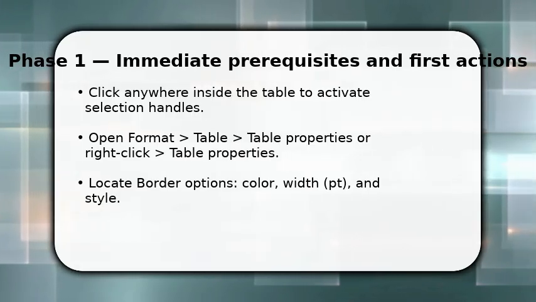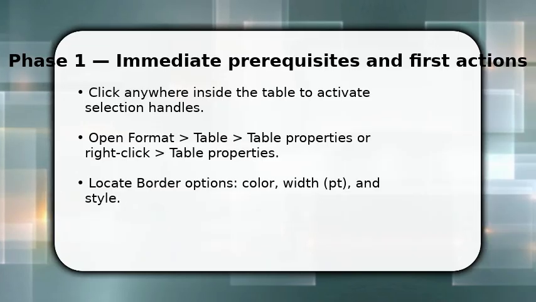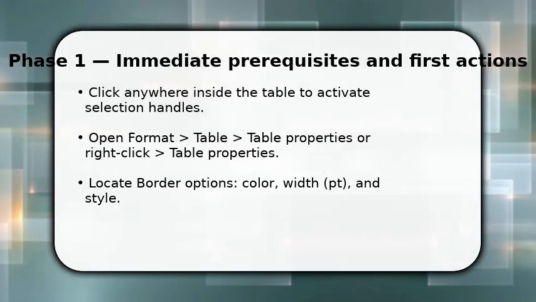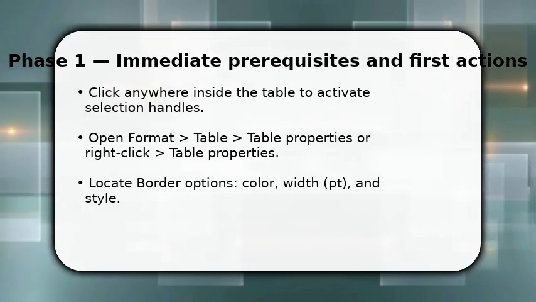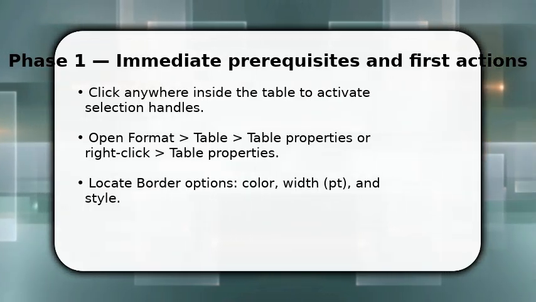Setting width to 0 removes the line, while color and style still matter. Make sure you can see the border width field. It's usually in points, PT, and you'll change that next. Now change the border width to 0 points.